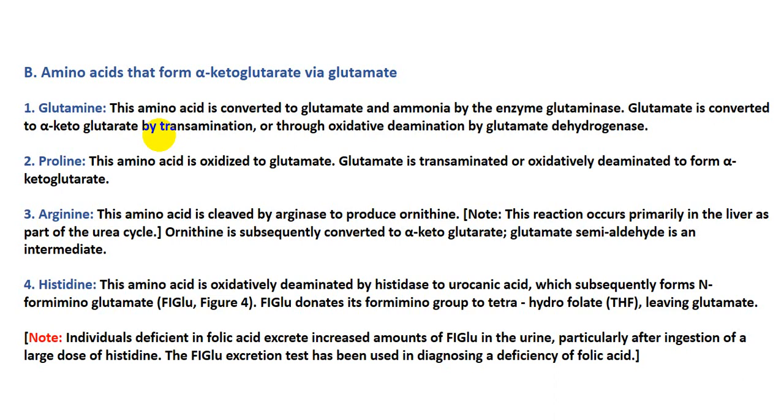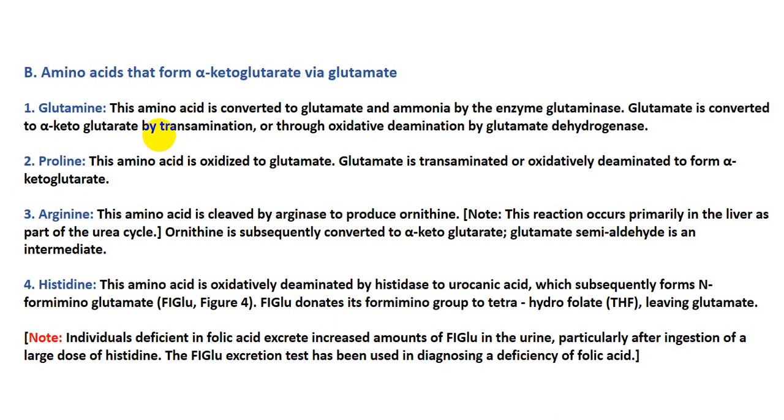2. Proline. Proline is a glucogenic and non-essential amino acid, and is oxidized to form glutamate, and then glutamate will be transaminated to alpha-ketoglutarate or oxidatively deaminated in the presence of glutamate dehydrogenase enzyme to form alpha-ketoglutarate. 3. Arginine. Arginine is cleaved to ornithine in the presence of arginase enzyme, and this reaction occurs in the liver as part of the urea cycle. Arginine is a glucogenic and non-essential amino acid. Then ornithine is converted to alpha-ketoglutarate.